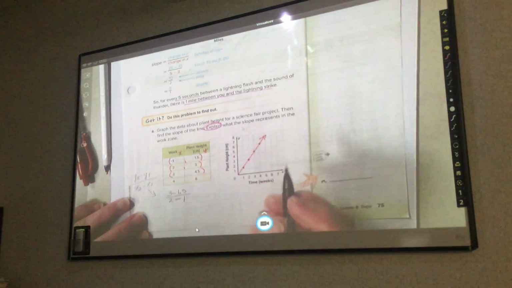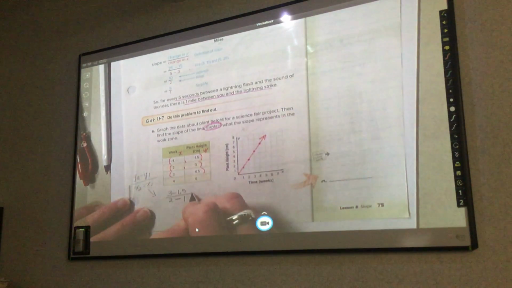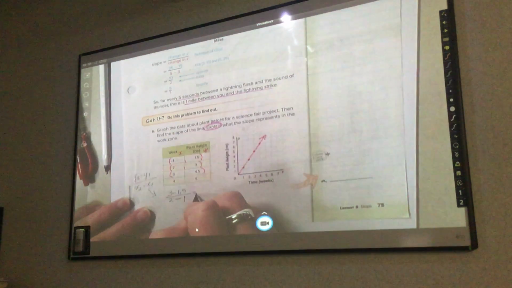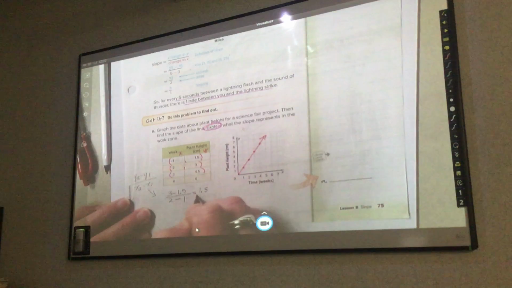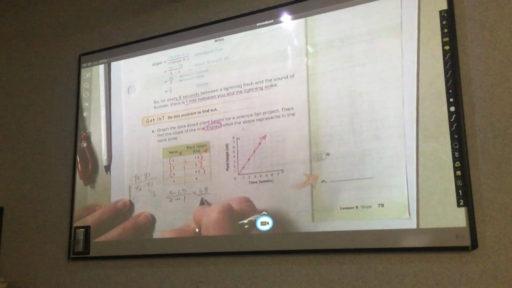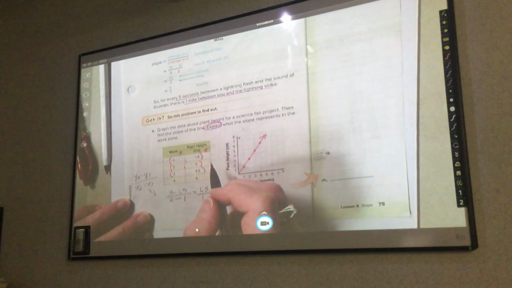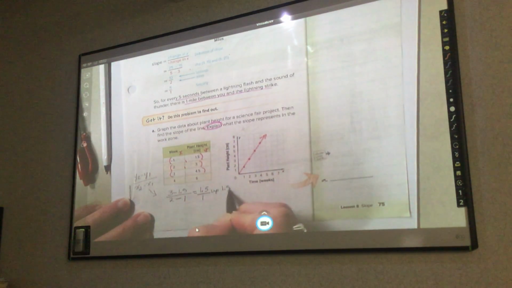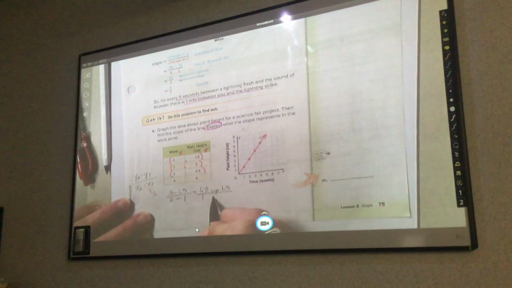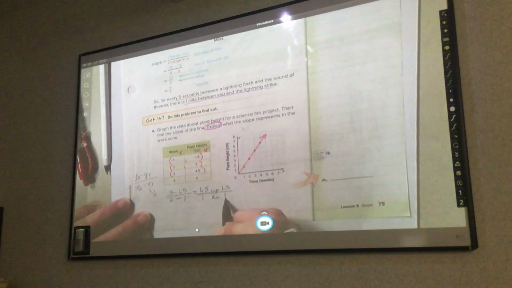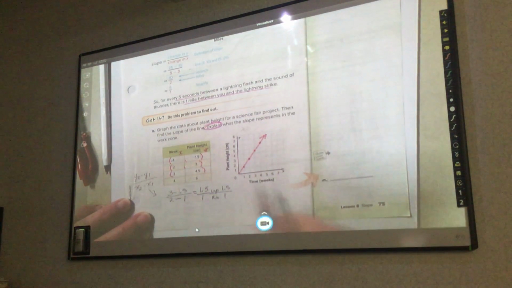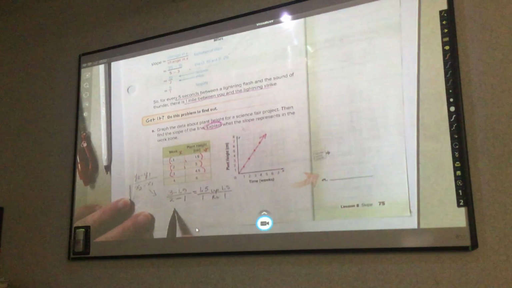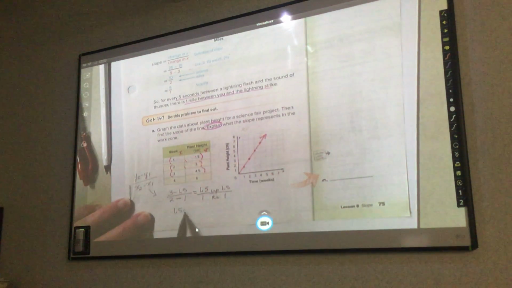So then what's 3 minus 1.5? 1.5. 2 minus 1? 1. So that means it goes up 1.5 and then right 1. So what that's saying is it grows 1.5 centimeters per week.